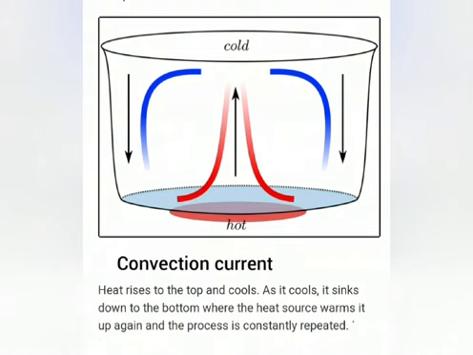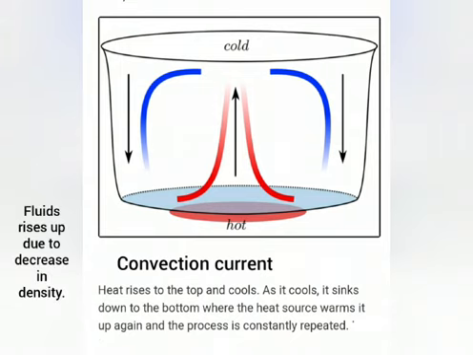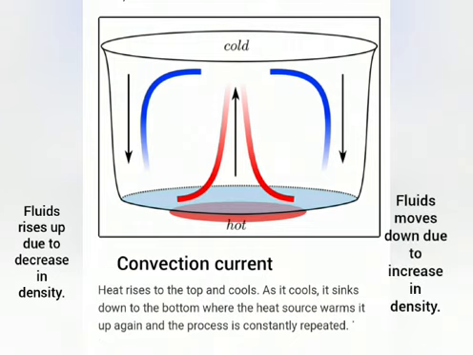So what is convection current? Convection current says that when we heat something, it rises to the top, and when it cools down, it sinks down to the bottom where we get the heat source. So why does the fluid rise up? Due to the decrease in the density. And why does the fluid move down? Due to the increase in the density. This is what is known as the convection current.